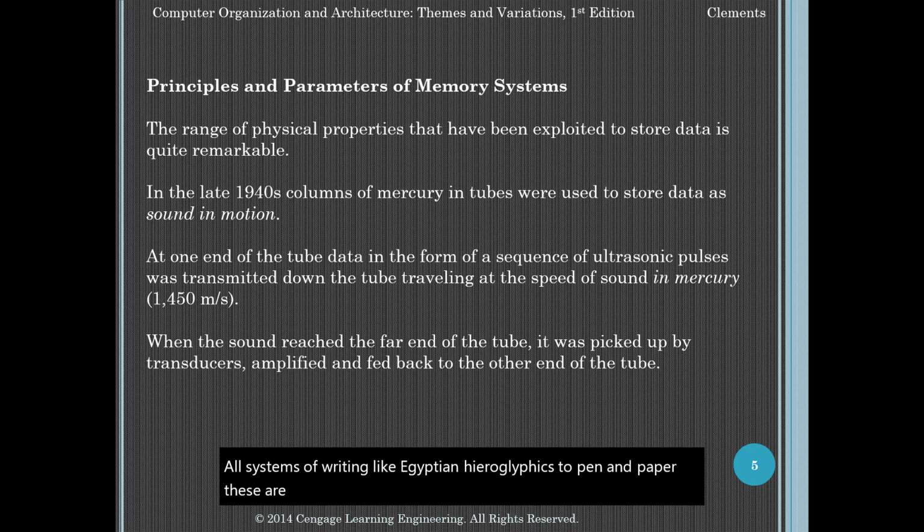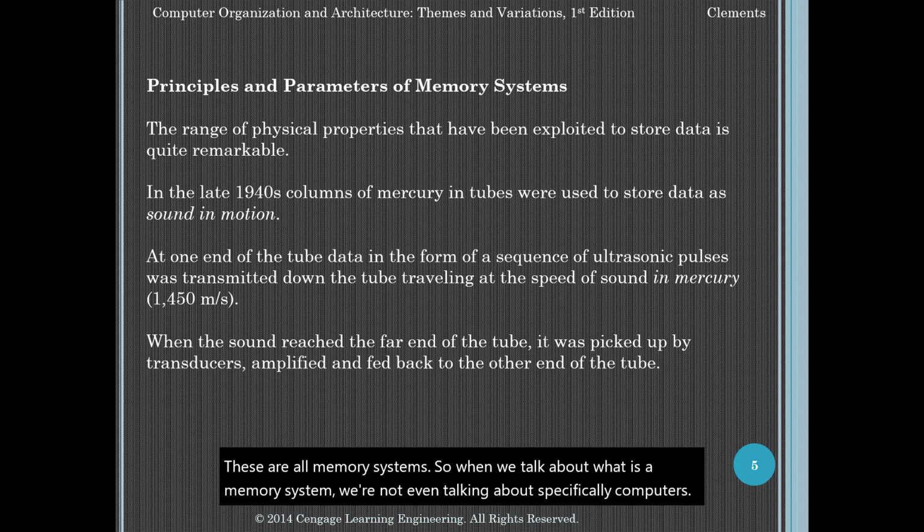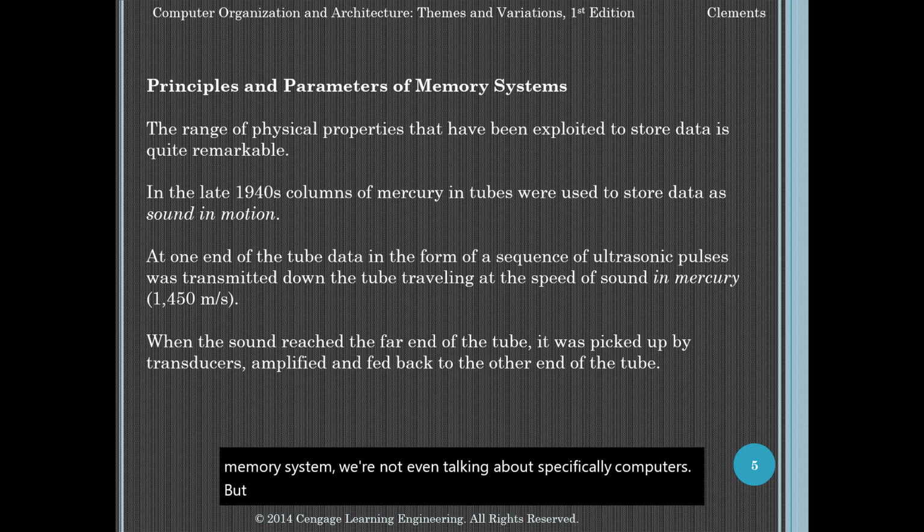So when we talk about what a memory system is, we're not even talking specifically about computers, but really it comes down to that range of physical properties that can be exploited to store data. And it's quite remarkable, right? As humans, we have figured out all kinds of ways to store our data so that we can pass it down from generation to generation, instead of just spoken word, which dies with the person.